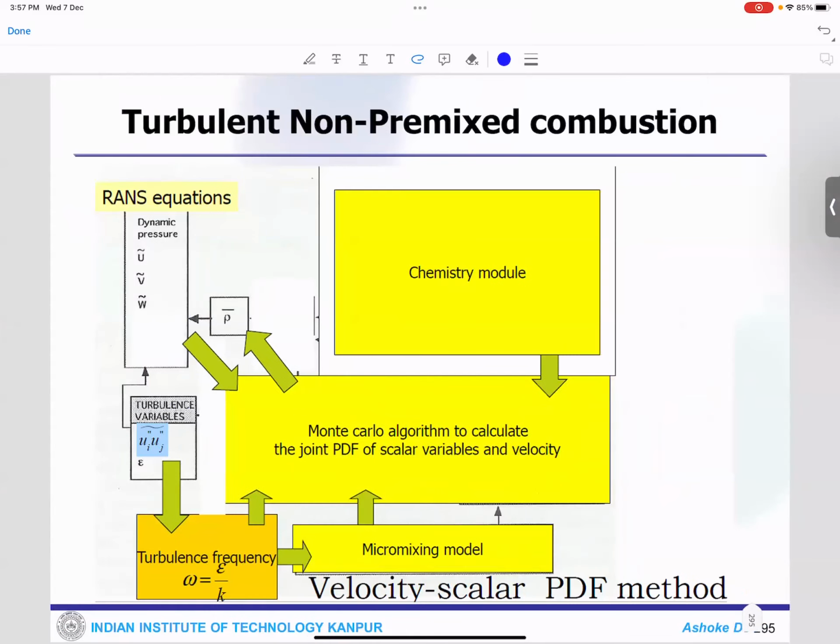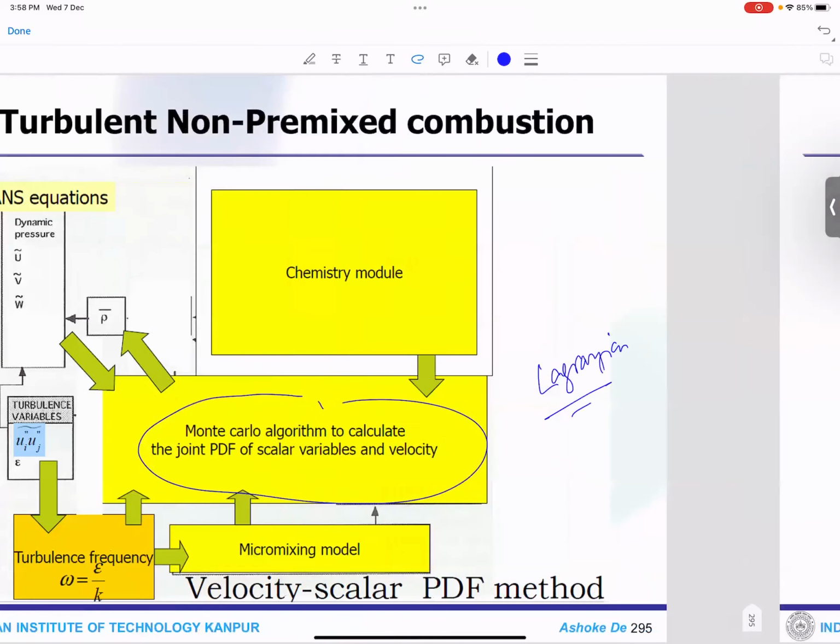And that was the scalar PDF, but if you go to joint velocity scalar PDF, same thing. You solve this with Monte Carlo technique. This is the Lagrangian approach. So this is the component which is going to take most of the time of your system.